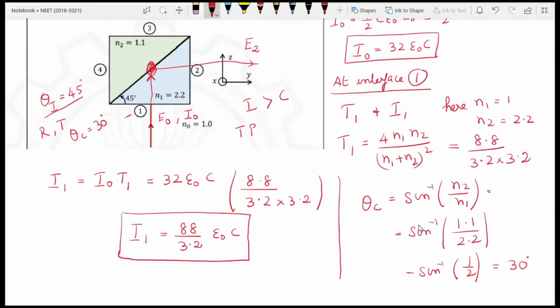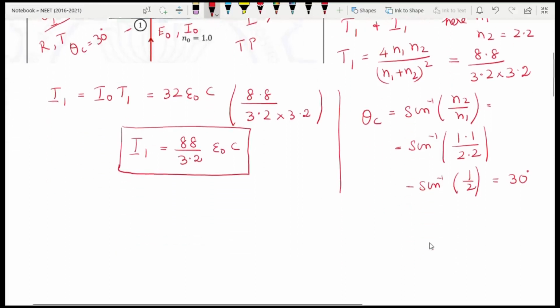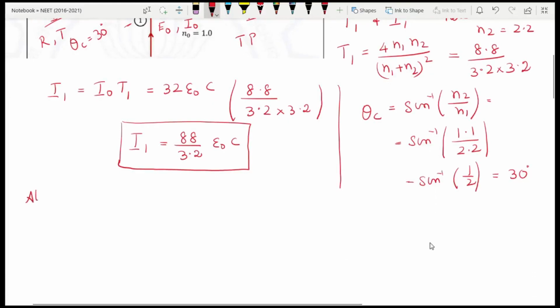So the entire beam will be reflected at this interface and falls on the other phase, that is, interface 2. We consider I2 as the intensity of the beam reflected from this interface after total internal reflection. As the entire beam is reflected, I2 is equal to I1. So we can directly calculate what happens at interface 2, how much intensity of light comes out of phase 2.